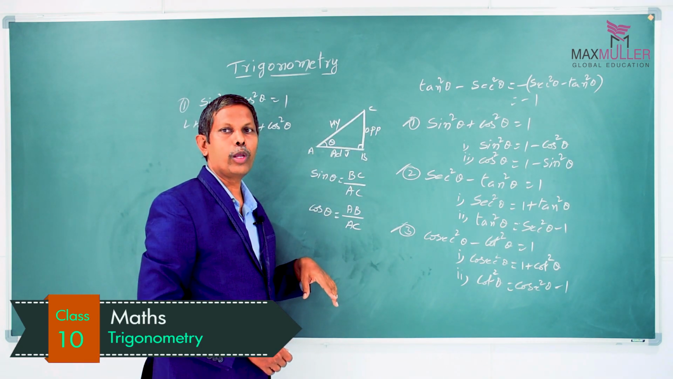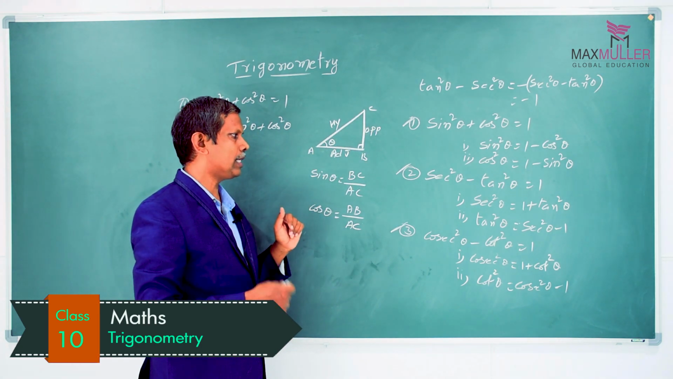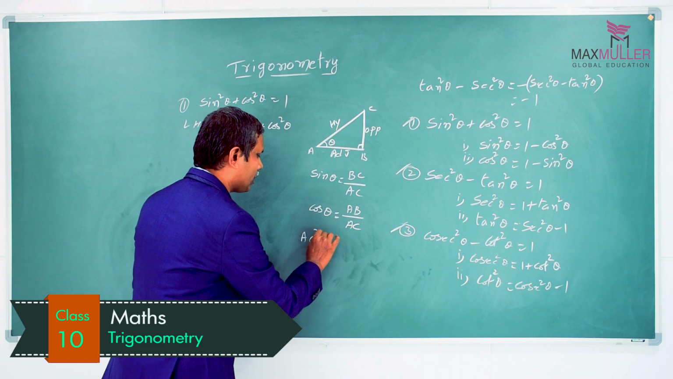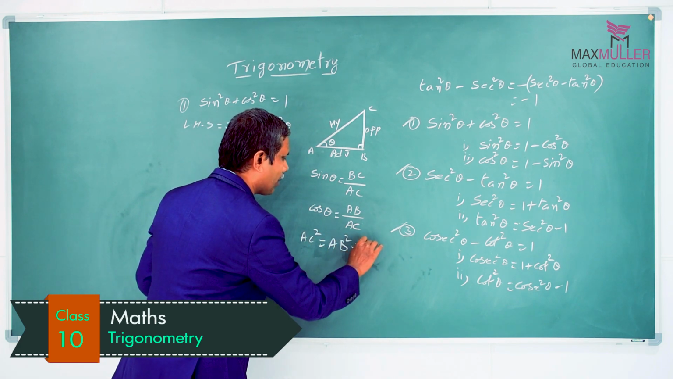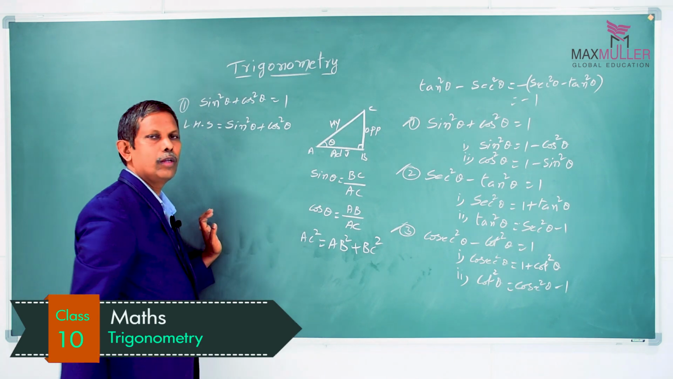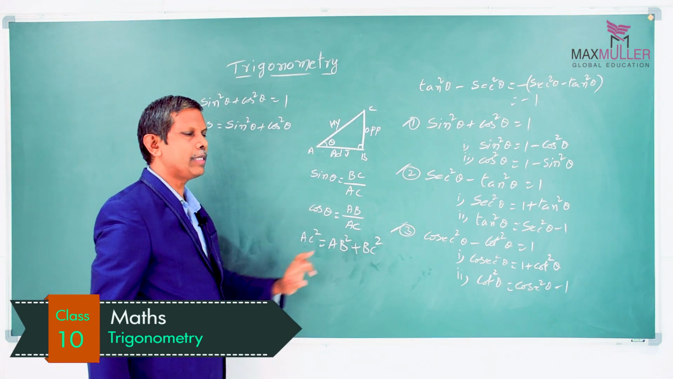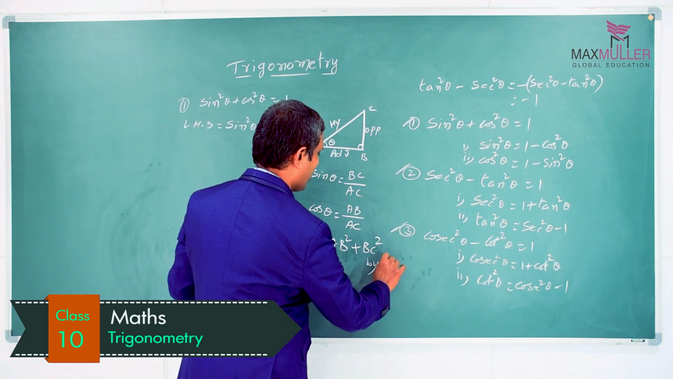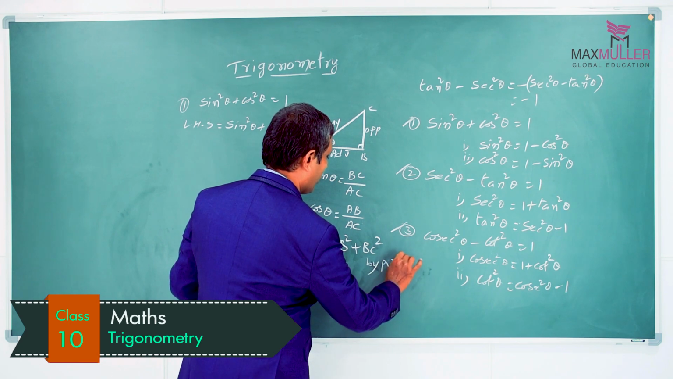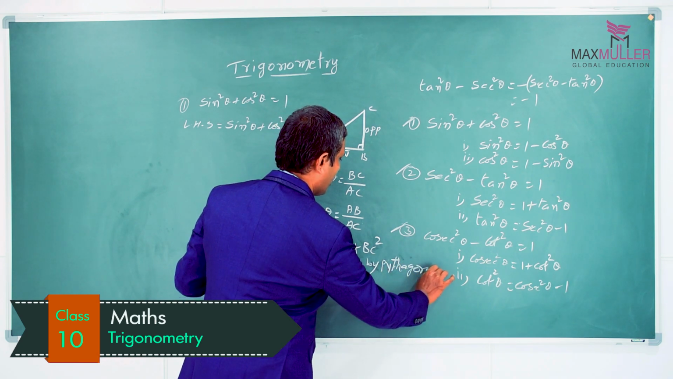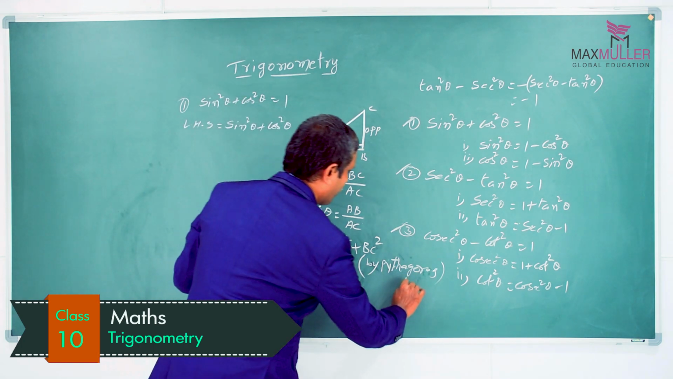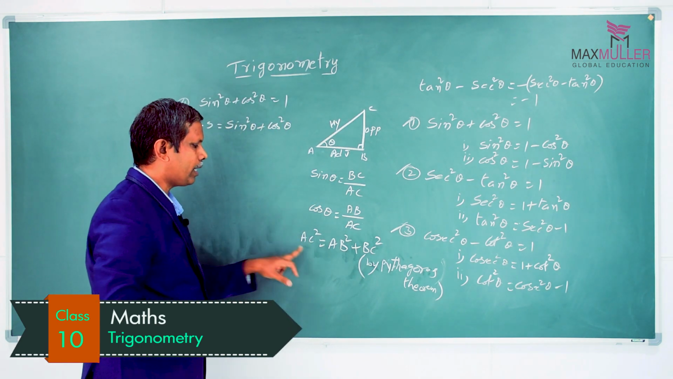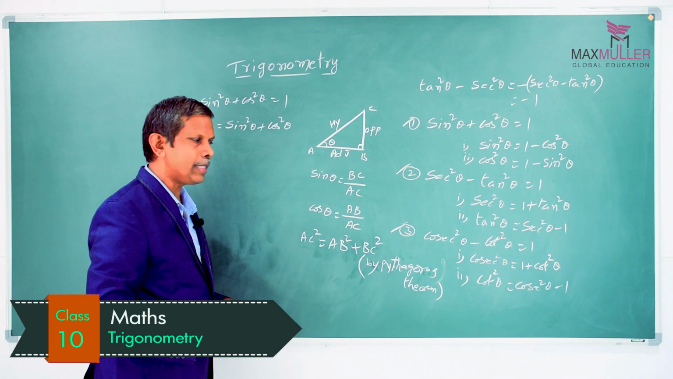Here, in place of sin and cos, I am substituting these ratios. Also, in any right angle triangle we can apply the Pythagoras theorem. What is our Pythagoras theorem? AC square is equal to AB square plus BC square. From the Pythagoras theorem we can write AC square equal to AB square plus BC square.